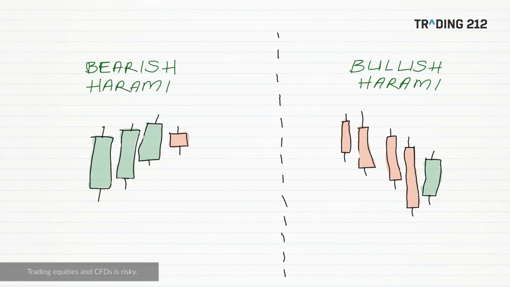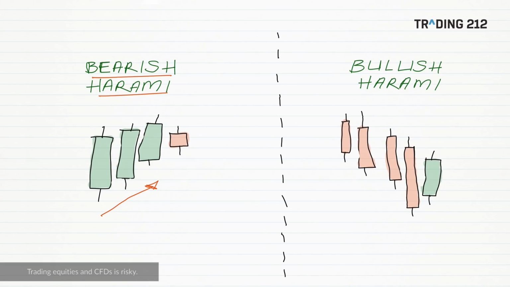Let's now move on to look at our second reversal pattern, which is the Harami, the bullish Harami and the bearish Harami. So here we have a bearish Harami and a bullish Harami. Let's start with the bearish Harami, and we can see that we've got a bit of a bullish run going on in terms of price movement with these three green candles.